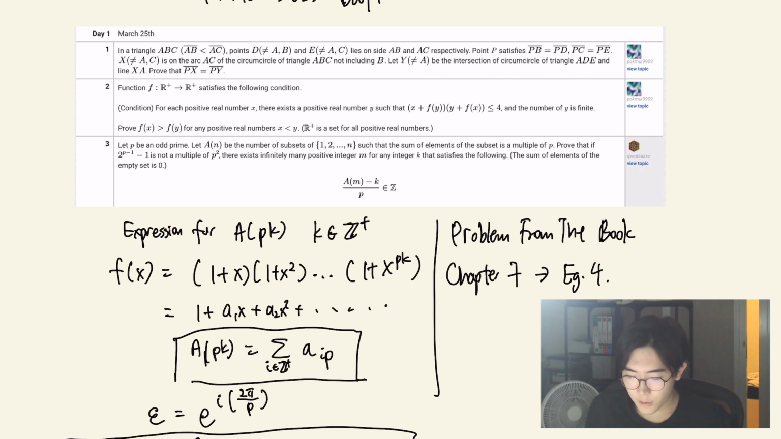Yeah. So do take note that for questions on subsets summing to a certain number or being divisible by a certain number, a very good approach will be trying to firstly generate a function and then use complex numbers and roots of unity to actually try and filter out the coefficients that represent the multiples of some prime number. Yeah.